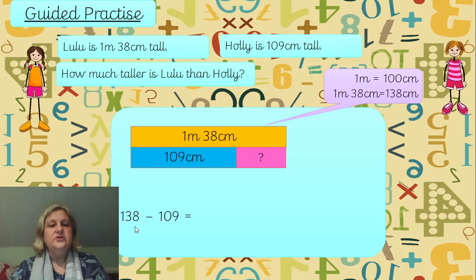So now we've got 138 take away 109, and this one's going to be quite tricky, because if I take away 100 from 138, I could do this. Take away 100, which leaves me with 38. Take away 9. Oh, I'm taking on 8. So I'm going to take away 9. So I know I'm going to need to adjust that. I'm going to need to exchange and do a little mental trick.